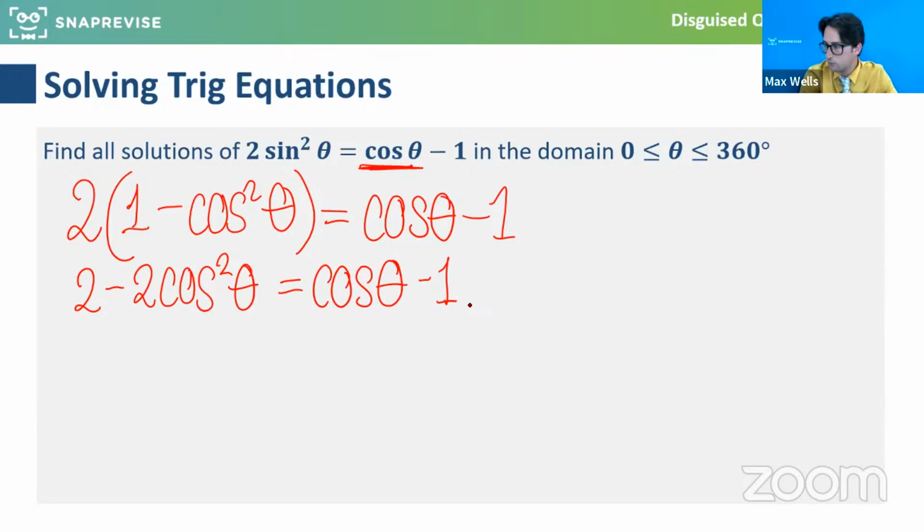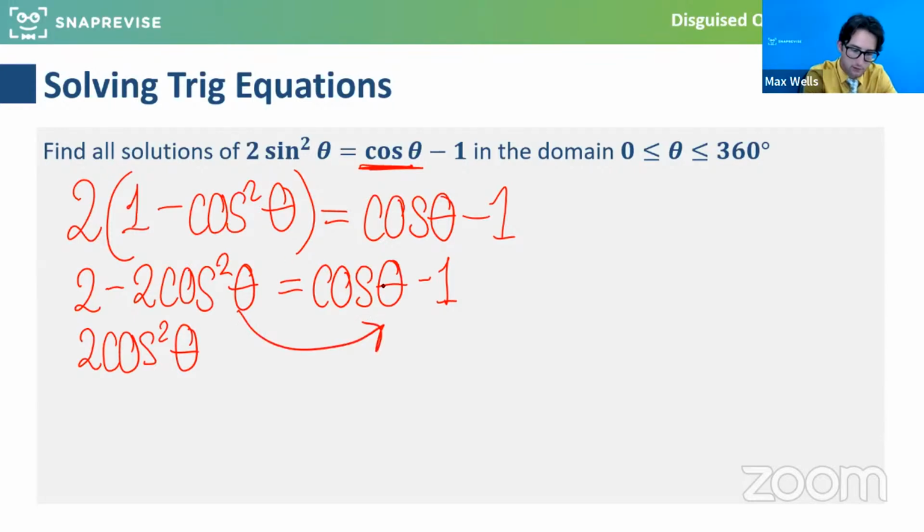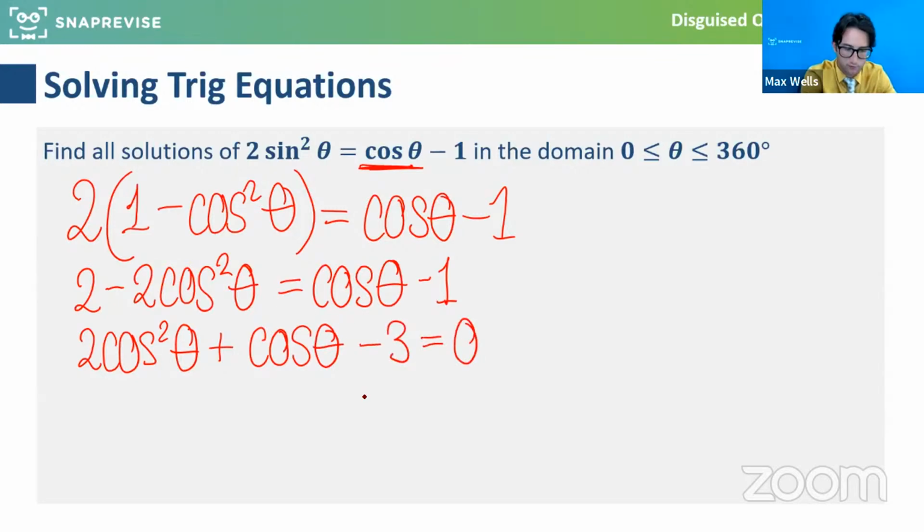And I can bring this all to one side and get a more obvious looking quadratic. So I'm going to add the 2 cos squared theta across because I prefer positive quadratics. So it'd be 2 cos squared theta plus cos theta, and then if I subtract 2 across from the minus 1, I'm going to get minus 3 equals 0. And then absolutely use the substitution again.